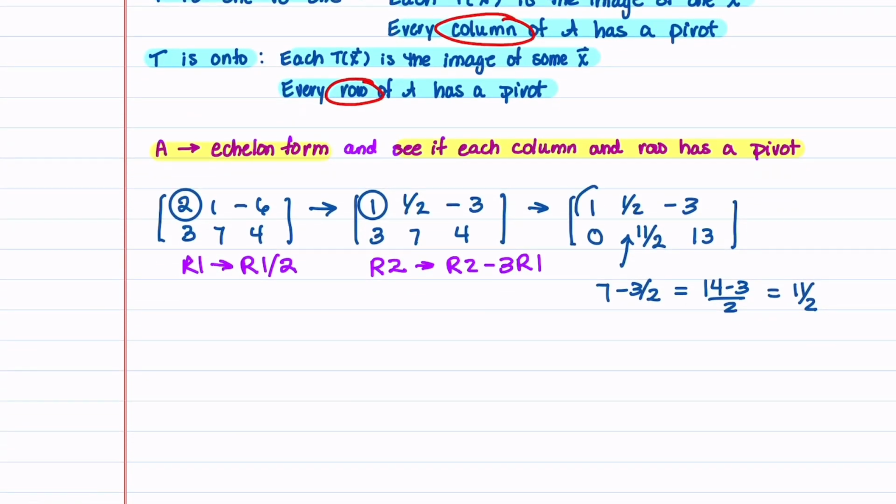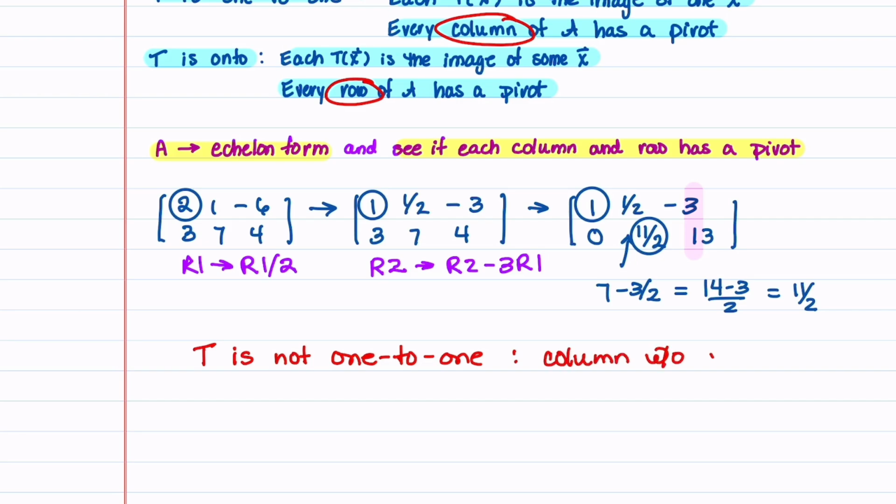A good thing to do is to circle the pivots, since we're looking to see which rows and which columns have pivots. Let's first look at 1-to-1. If we're looking at a 1-to-1 transformation, every column has to have a pivot. Notice that our third column does not have a pivot. So we have to conclude that our transformation is not 1-to-1. And the reason for that is that we have a column without a pivot.